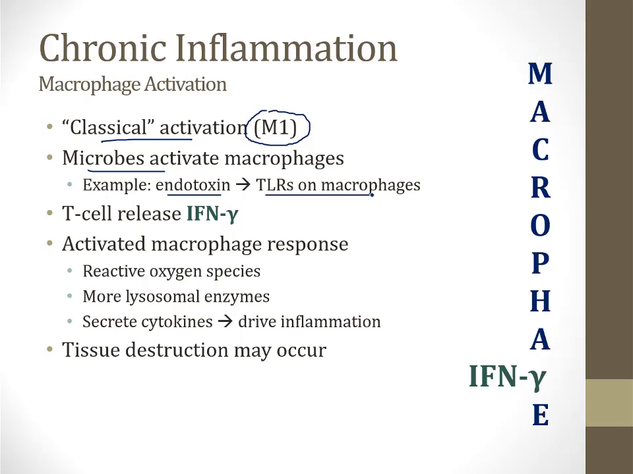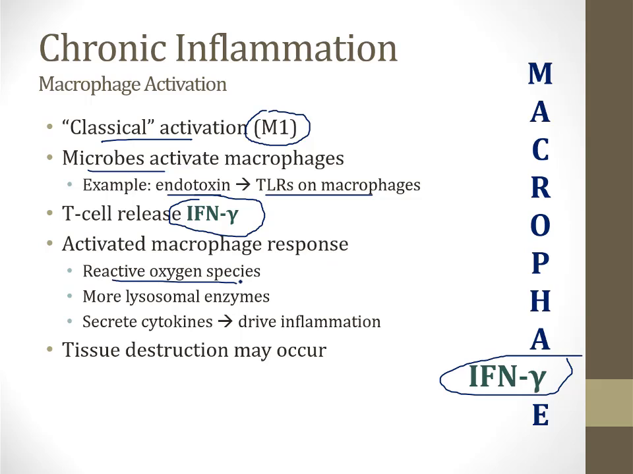And what they do to drive classical activation of macrophages is T cells release IFN-gamma. This is very important for activating the M1 macrophages. And an easy way to remember this is that there is one G in macrophage, and it stands for IFN-gamma. Once macrophages are activated via the classical pathway, they respond by generating reactive oxygen species.